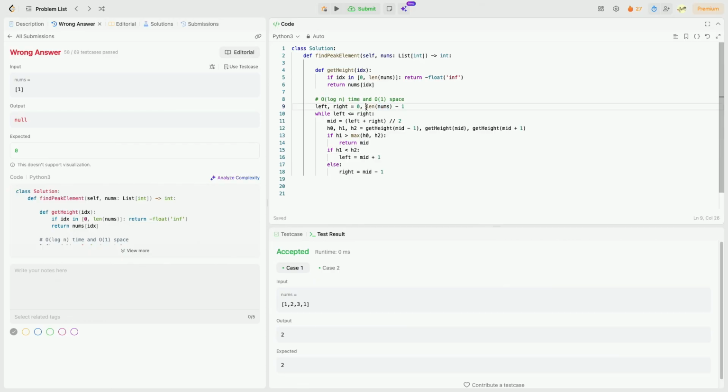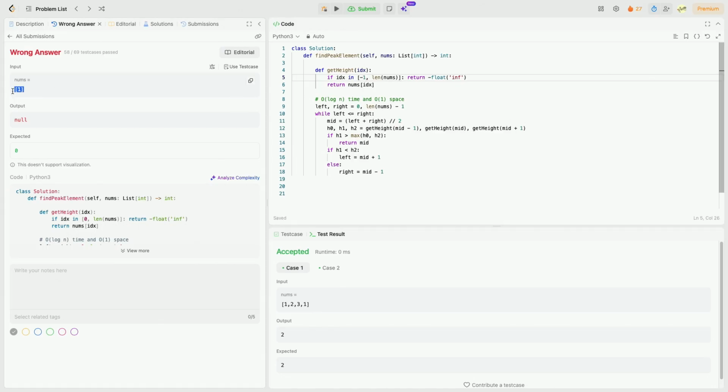So the length of nums is 1. So left and right are 0. So 0 plus 0 is 2, and we enter this loop because we have an equal here. So mid is 0. Now we get h1, h2. So that should be minus infinity. This should actually be the height of 1. And this should be also minus infinity. Oh, so this is wrong. Minus 1. That's what the index needs to be here.